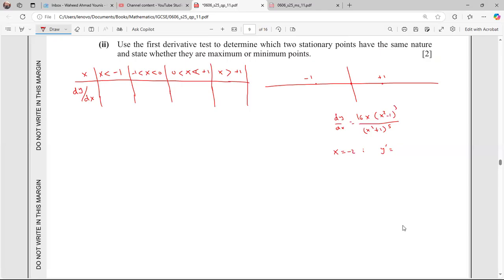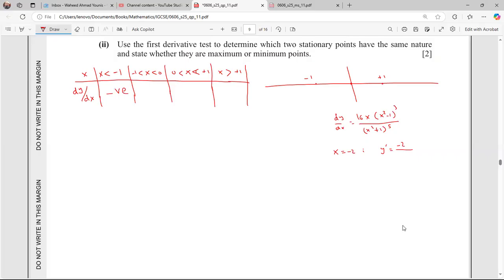You see, when x is negative 2, this is going to be negative 2. And then negative 2 square is 4, 4 minus 1 is 3, and 3 cube is some number, but it's going to be positive. So positive times negative is negative, divided by, again, x is minus 2, square is plus, so this will be positive. So this whole thing is negative. So in this interval, my derivative is negative.